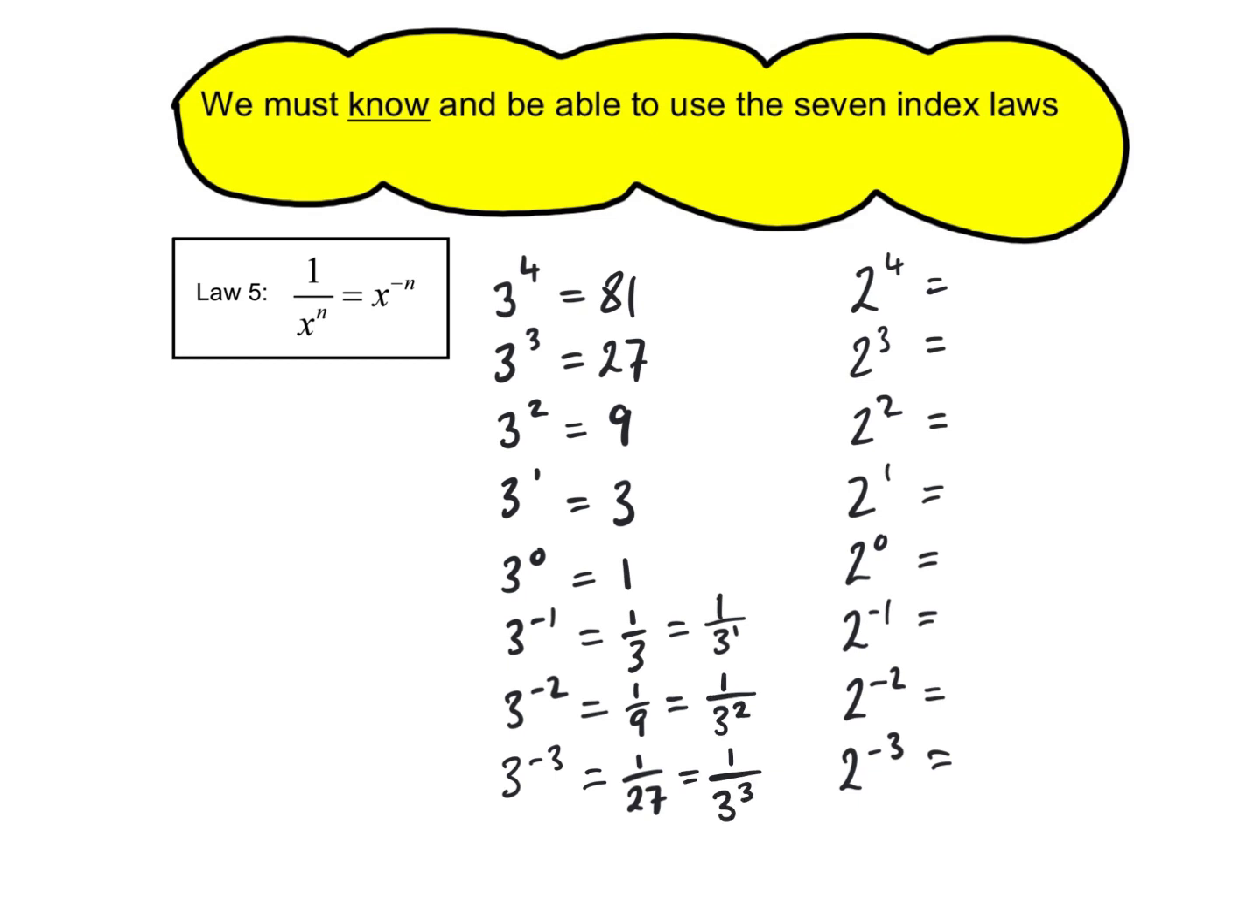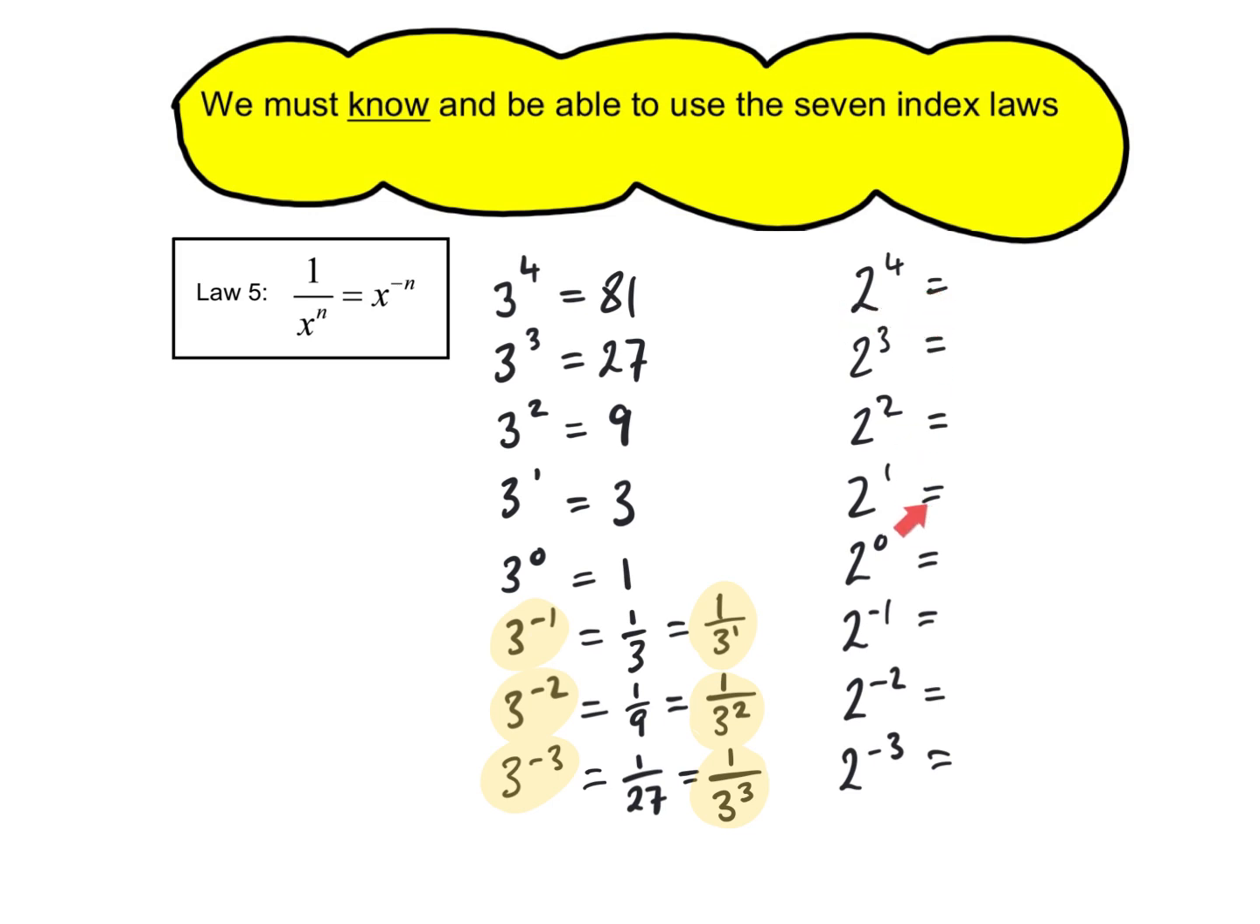Now what we want to do is compare these parts. So 3 to the negative 1 is 1 over 3 to the positive 1. 3 to the negative 2 is 1 over 3 to the positive 2, and 3 to the negative 3 is 1 over 3 to the positive 3. So this is basically the rule we have up here. If we have a negative power and I move it to the bottom of the fraction, then it changes the sign of the power.